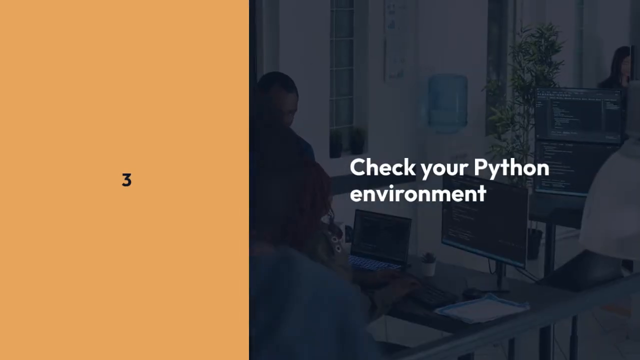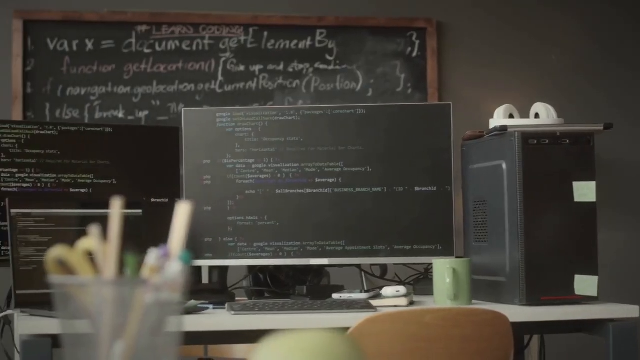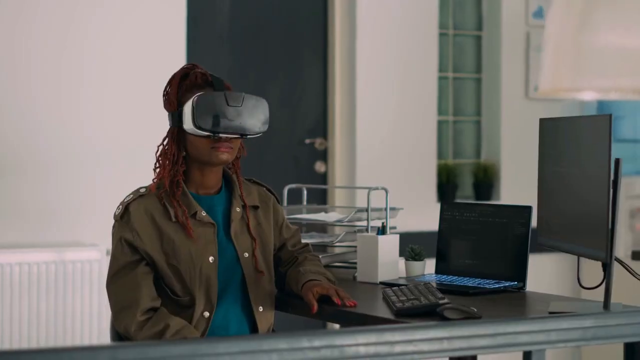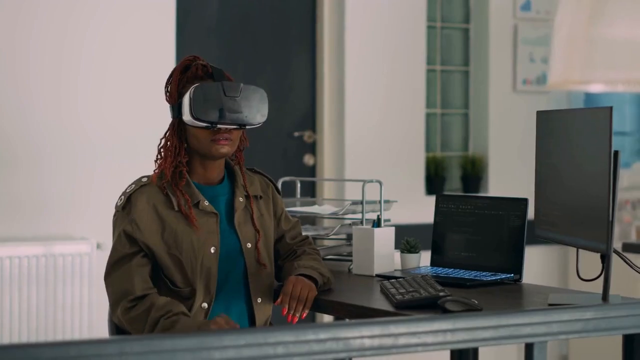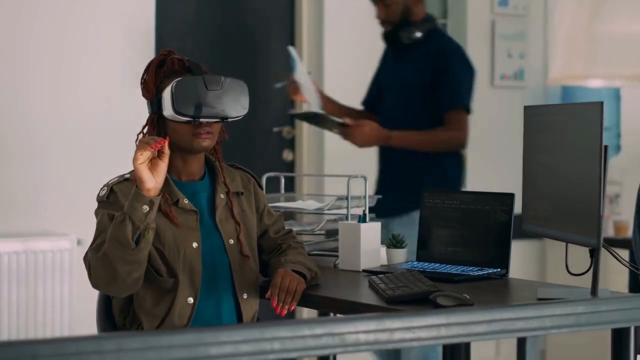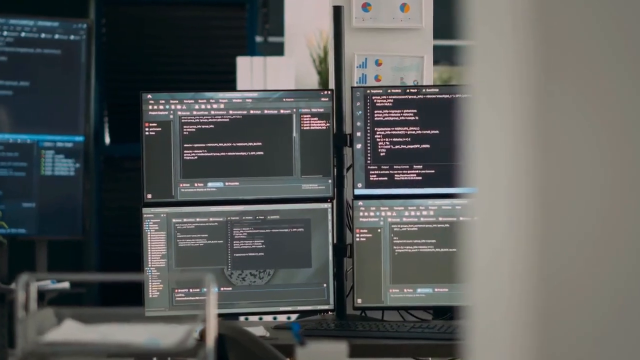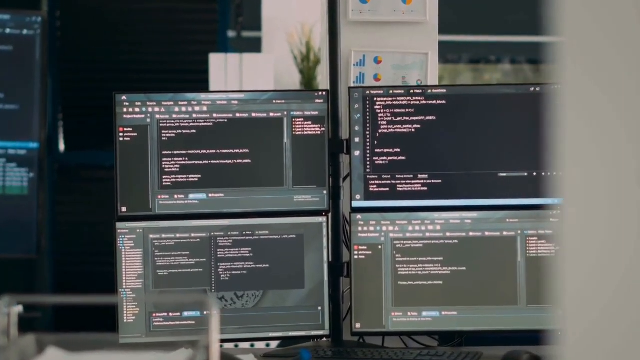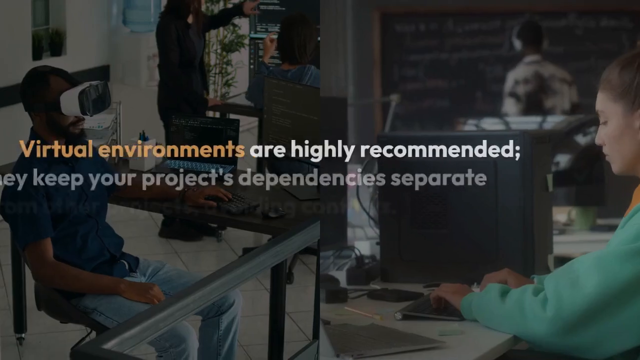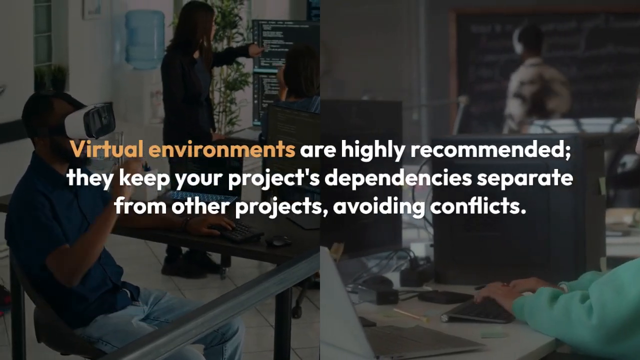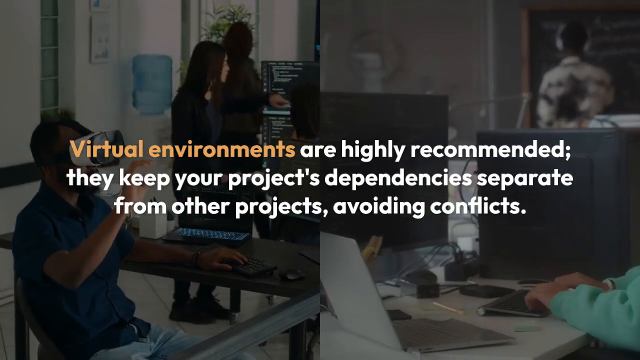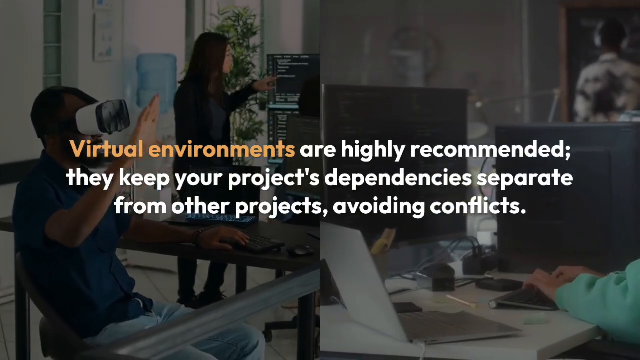3. Check your Python environment. Make sure you're using the correct Python environment. If you have multiple Python versions or virtual environments, ensure that pip is installing the package into the environment where your code is running. You can use the Python version command to check the Python version in your current environment. Virtual environments are highly recommended. They keep your project's dependencies separate from other projects, avoiding conflicts.